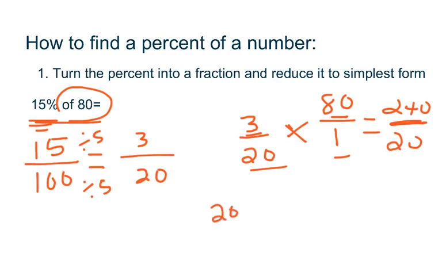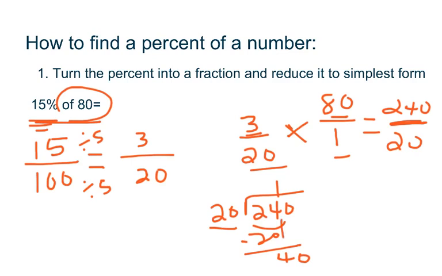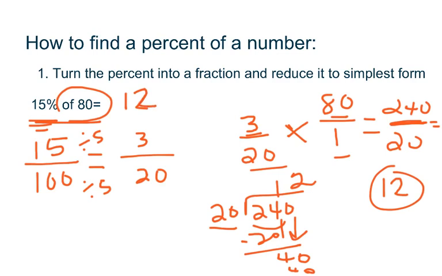240 divided by 20, because this is really what I have to do, 20 goes into 24 once. So 1 times 20 is 20. Then I subtract from 24, and I have 4, right? Bring down the 0. Now I have a new number, 40. So I know that 2 times 20 is 40. And this is the answer, right? It'll be 12. So 15% of 80 equals 12. That is one method of how to find a percent of a number.